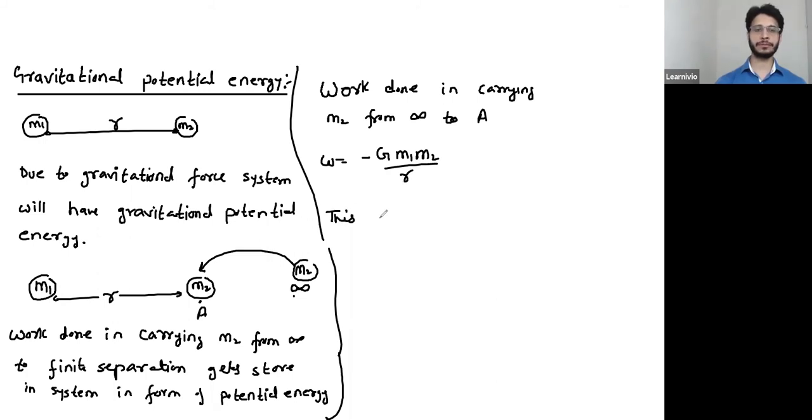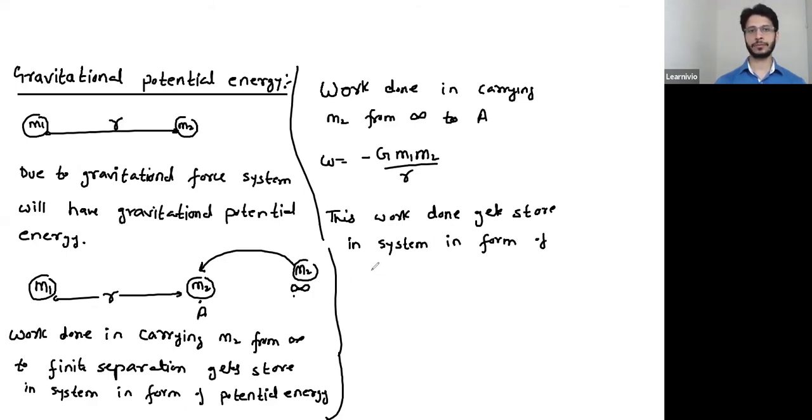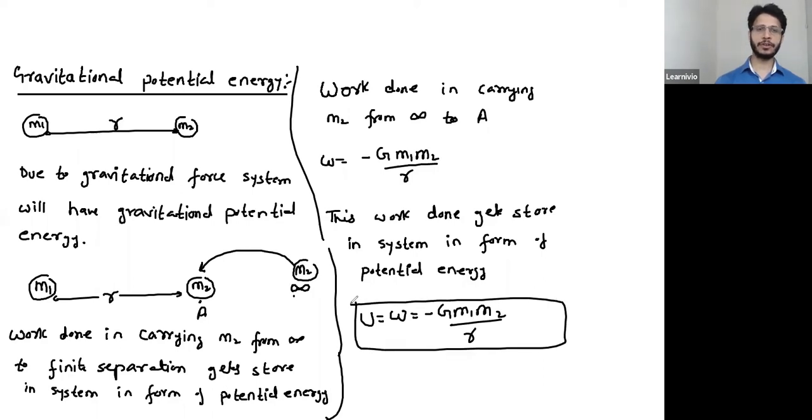This work done gets stored in the system in the form of potential energy. So you can write that your potential energy is equal to the work done, which is minus G m1 m2 by R. We will derive this result tomorrow, like how to calculate this work done. It's a 10 to 15 minute derivation.